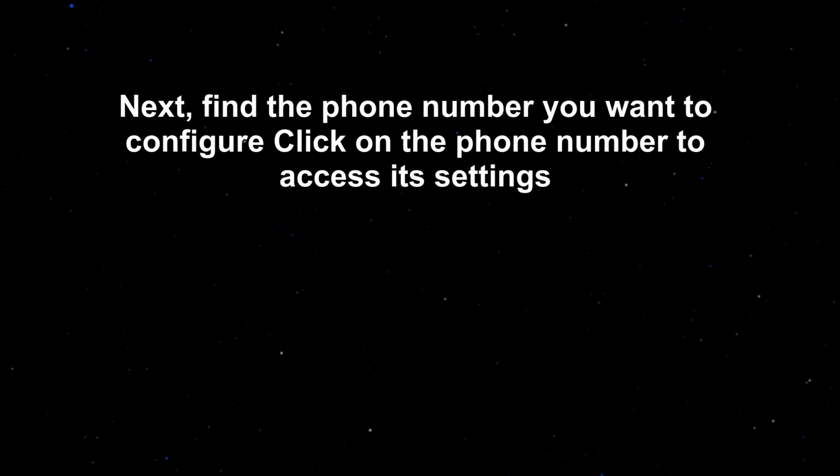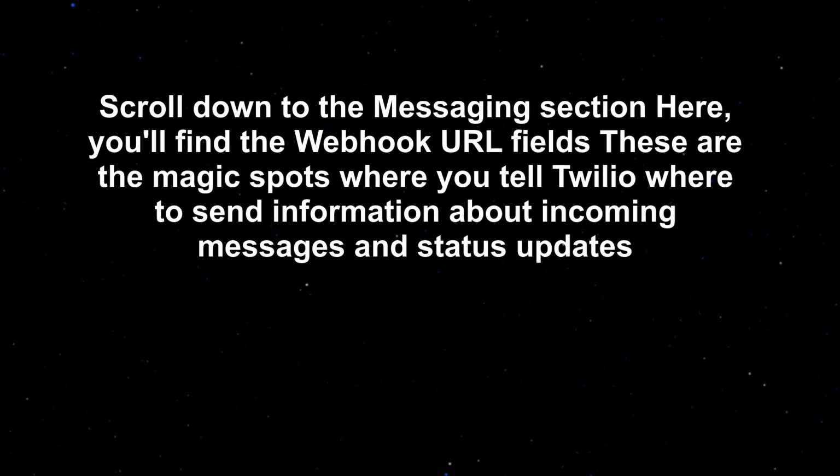Next, find the phone number you want to configure. Click on the phone number to access Settings. Scroll down to the Messaging section. Here, you'll find the Webhook URL Fields. These are the magic spots where you tell Twilio where to send information about incoming messages and status updates.